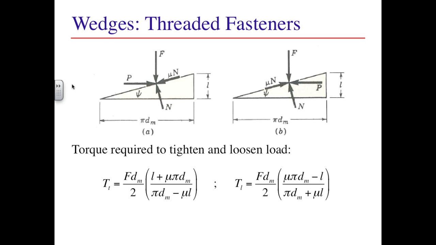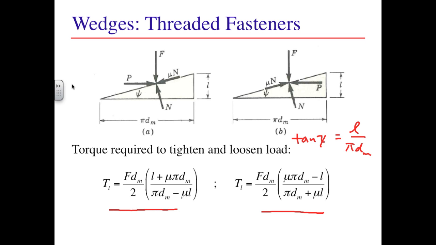Imposing force equilibrium in the horizontal and vertical directions in much the same way that we used them in our I-beam leveling problem, and using the fact that the tangent of psi as rise over run is L, the lead over the circumference based on the mean diameter, we can solve for P and then define the torque required to perform the operation as the product of P and the fastener radius, which would be half the mean diameter. This results in the following expressions for tightening torque, lower left, and loosening torque, lower right.